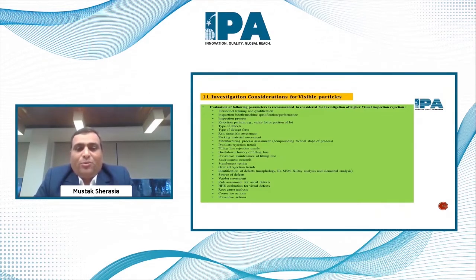Last but not least, in case of specific higher critical defects, a health hazard evaluation is required to identify the patient risk before you take any disposition decisions or any decisions on the release of the batches. Additionally, supplemental testing sometimes also helps to identify the source of the particle and supports your investigation process.